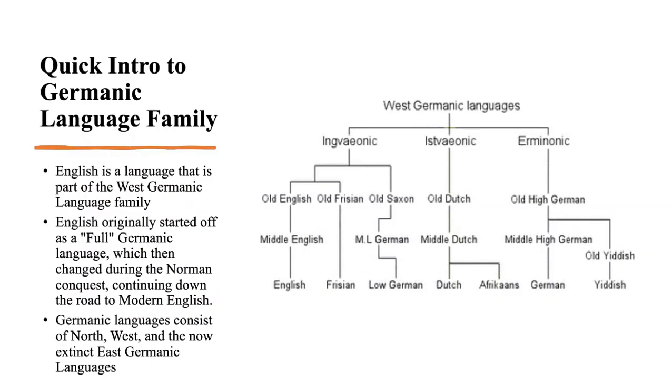So a quick introduction to Germanic languages: English is a West Germanic language like German, Dutch, Afrikaans, Frisian, and other languages. English originally started off as a fully Germanic language, but after a lot of influence from Romance languages like French and Spanish, it's not necessarily 100% Germanic, although a language can be 100% a specific language family. Germanic languages consist of North, West, and now extinct East Germanic languages. As you go further back, Old English was a lot closer to German than it is right now. Modern English is very different from German compared to how different Old English was from German.